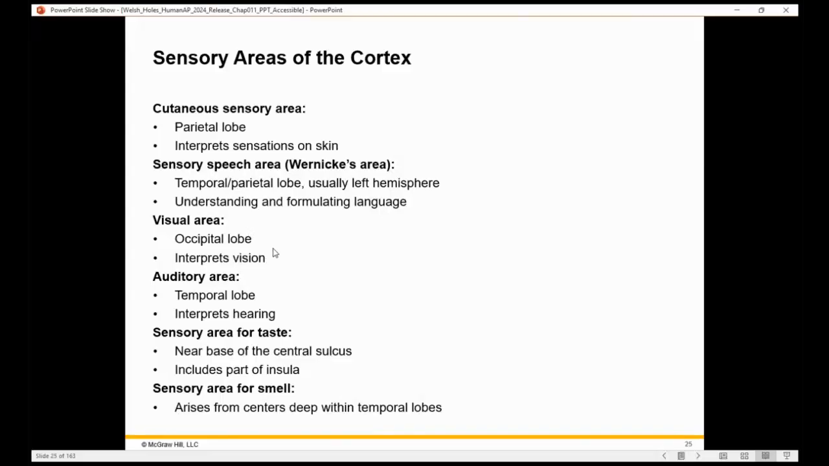Then we have the visual area. This is at the occipital lobe. It interprets vision. Then we have the auditory area at the temporal lobe, which interprets hearing. Then we have the sensory area for taste. This is near the base of the central sulcus. It includes part of the insula. Then we have the sensory area for smell. This arises from the centers deep within the temporal lobes.